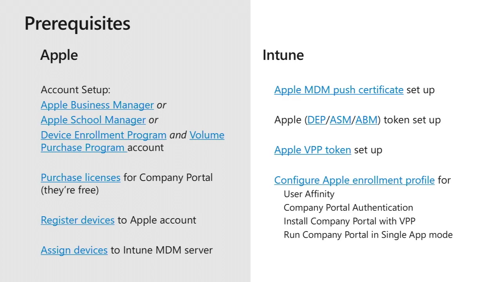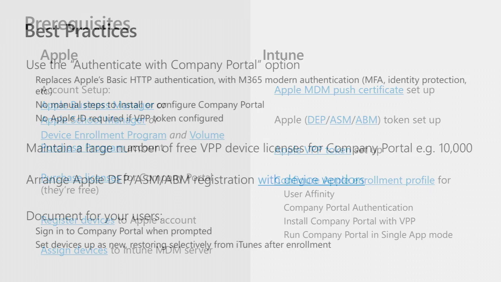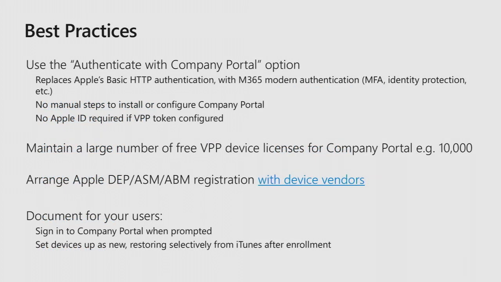You'll install the company portal with VPP so the user is not prompted to enter their App Store credentials, and then you'll run that company portal in single app mode so you know that your user has no ability to do other things on the device until you're fully in this lockdown state. You have a few best practices you can take a look at here, but the primary one is authenticating with the company portal for that M365 modern auth, and then also documenting to your users that they'll need to sign into the company portal and that they'll want to set up their devices as new and restore different information after enrolling if needed.